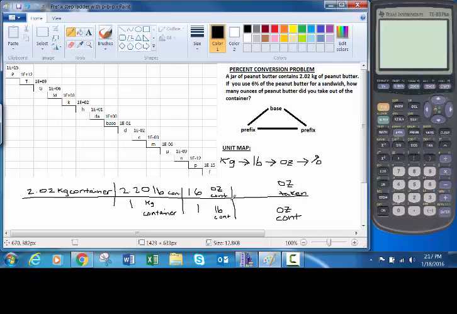This last equality or conversion factor comes from our problem. Percent is a hidden conversion factor, and percent means per 100 or out of 100. So this conversion factor means that we have taken out 6 ounces for every 100 ounces that would be in a container. That's the percent part. Now we can plug this information into our calculator to determine our final answer.